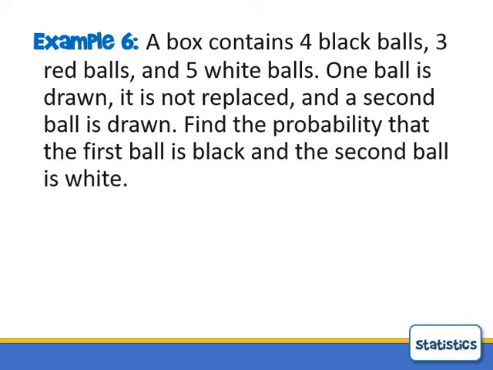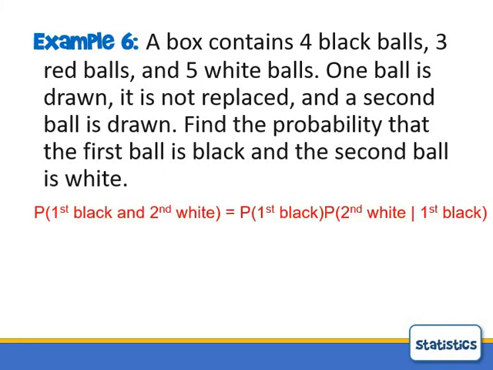Another example, we've got these colored balls in a box. You got colored balls, colored chips or something in a box. So we can count things up. In this case, I've said they're balls. So we have a box containing 4 black balls, 3 red balls, and 5 white balls. 1 ball is drawn. This is very similar to the card problem we just did. 1 ball is drawn and it's not replaced, and a second ball is drawn. Find the probability that the first ball is black and the second ball is white.